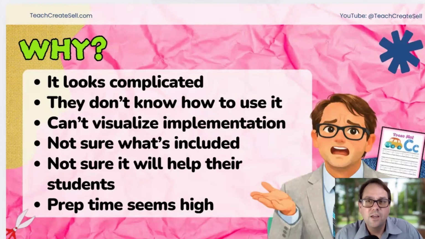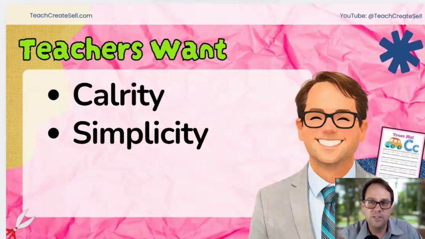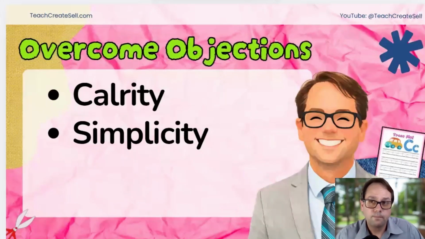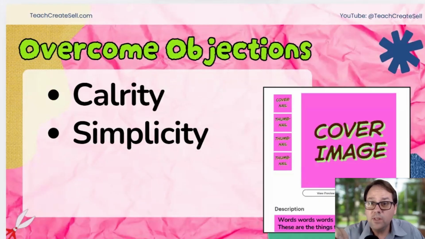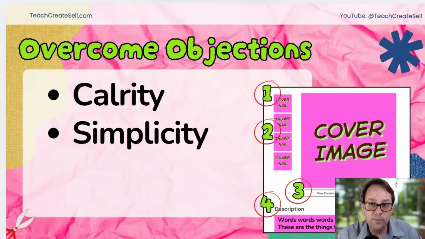Now, of course, there are other reasons, but based on this short list, it boils down to two things: clarity and simplicity. When someone goes to TPT and they're trying to purchase something, they want it very clear what it is that they're purchasing, and it needs to be simple. These are the two big objections that you, as the marketer, as the seller, have to overcome to get the sale. And you really only have 4 opportunities. Well, that's not true, but you have 4 main opportunities to overcome these objections. You can overcome them with your cover image, your thumbnail images, your preview file, and your description. And I just realized over there it says cover nail, so that's not right.